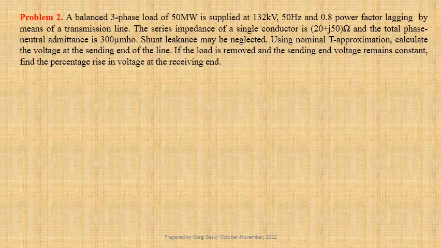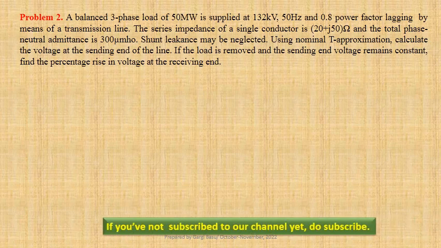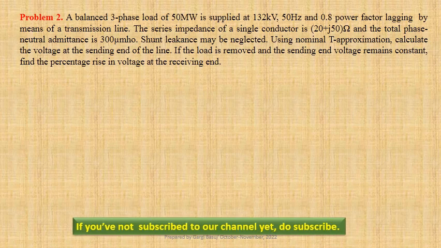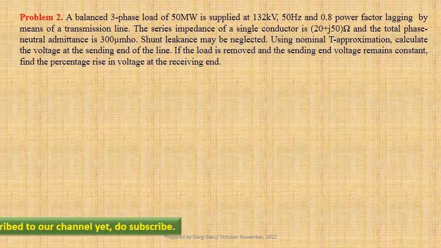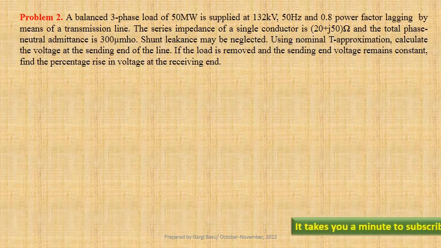A balanced three-phase load of 50 megawatts is supplied at 132 kilovolts, 50 Hz and 0.8 power factor lagging by means of a transmission line. The series impedance of a single conductor is 20 plus j50 ohm and the total phase to neutral admittance is 300 micromho. Shunt leakage may be neglected.